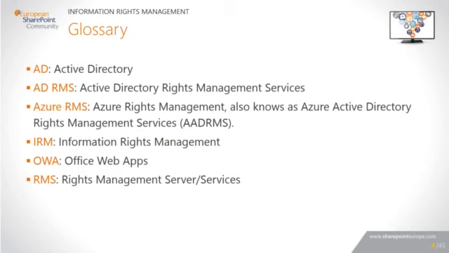Information rights management is a fairly complex topic that uses a lot of acronyms. Just to make it easier to understand, here are some of the most common ones. AD stands for Active Directory, ADRMS stands for Active Directory Rights Management Services, Azure RMS stands for Azure Rights Management, which was previously known as Azure Active Directory Rights Management Services, or AADRMS. IRM stands for Information Rights Management, OWA, Office Web Apps, and RMS for Rights Management Server or Services, depending on the context where it's applied.